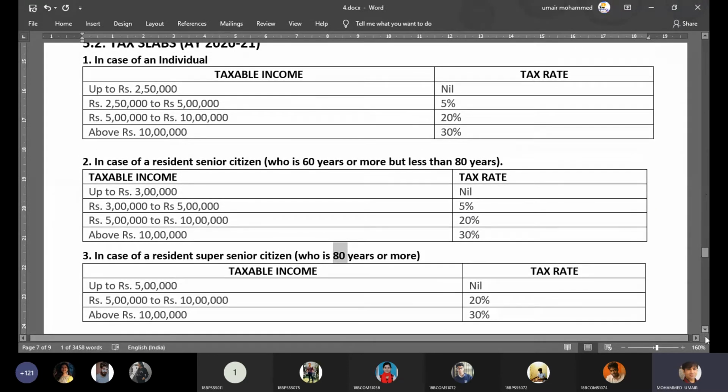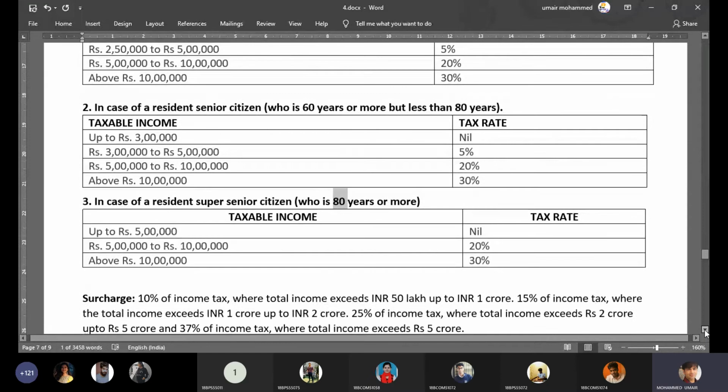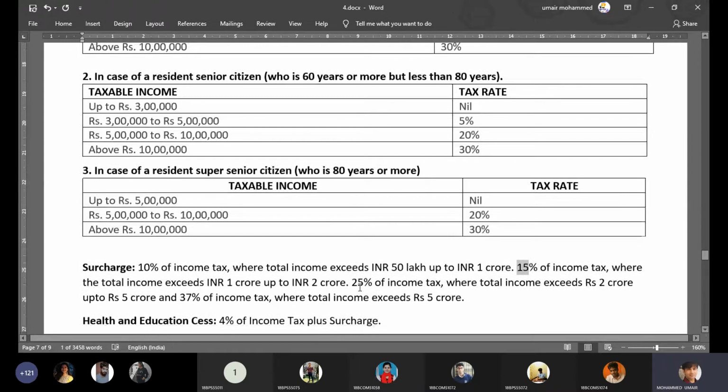Now, in addition to the tax, SSE should also pay surcharge. Surcharge is nothing but tax on tax. So what is the surcharge? This is the surcharge, 10% of income tax, where the total income exceeds 50 lakhs, but it is up to 1 crore. But if your total income exceeds 1 crore, then you have to pay a surcharge of 15% if your total income is more than 1 crore and up to 2 crores. But in case your total income exceeds 2 crores, then you have to pay a surcharge of 25% if your total income is between 2 to 5 crores. And the surcharge becomes 37% when your total income exceeds 5 crores.